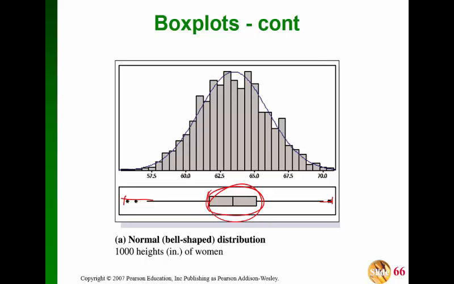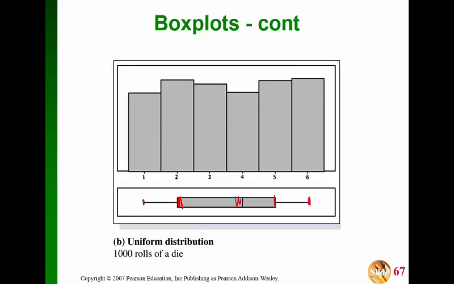So A is a normal distribution. The Q1, the median, and Q3 are kind of bunched together, and then there are long tails on the left and on the right. Uniform distribution is fairly even all the way across, and then skewed is one of them: the box is closer to one side, and then there's a long tail on the other side.